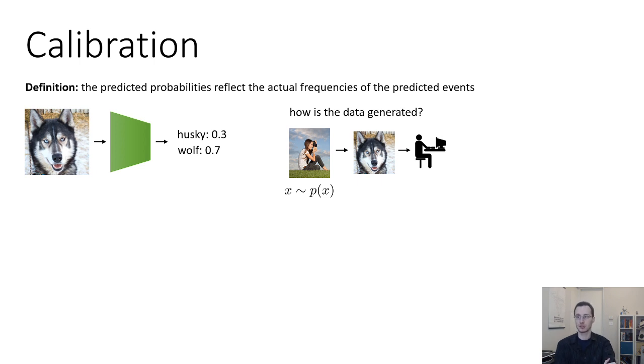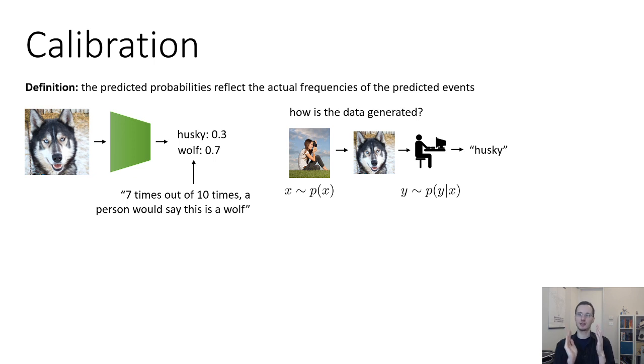Another person looked at it and says, this is a husky. You can think of that process as sampling the label y from some true distribution p of y given x. The true p of y given x represents the probability that a person looking at that photograph on a computer screen would assign it that label. Because that is literally how the labels were assigned. And out comes husky. So when the model says 30% husky, 70% wolf, what it really means is that 7 out of 10 times a person would say this is a wolf. It does not mean that 7 out of 10 wolves look like this, or 7 out of 10 images that look like this are wolves. That is not what that means.